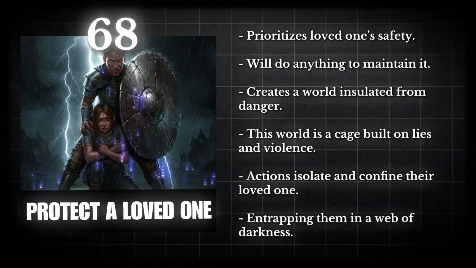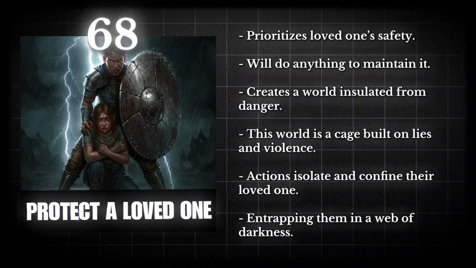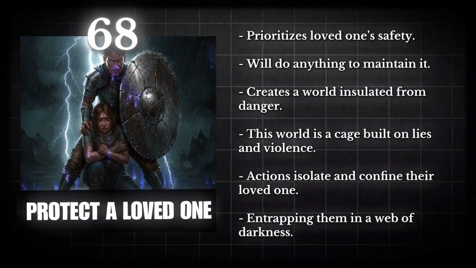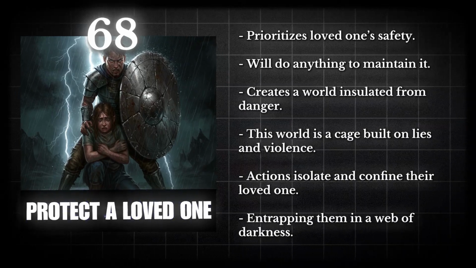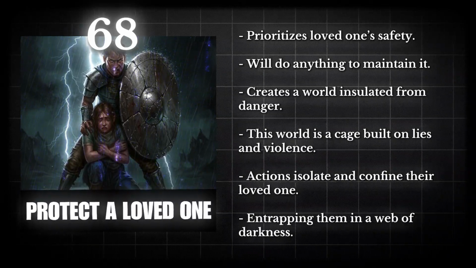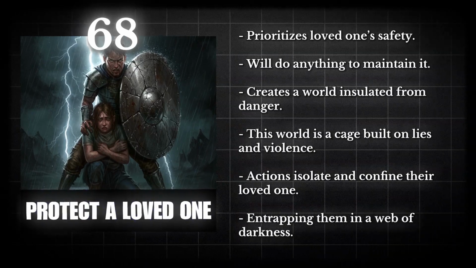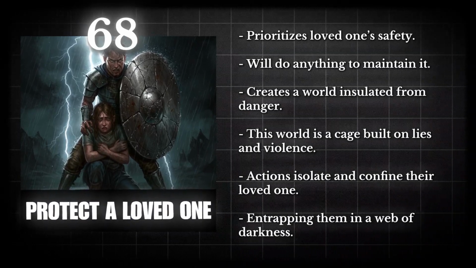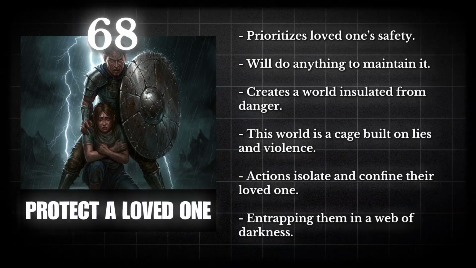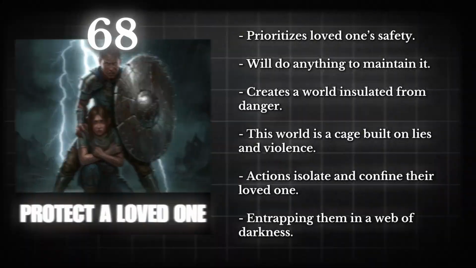68. Protect a loved one. The safety of their loved one is the ultimate priority, and the villain will do whatever it takes to maintain it. They create a world where their loved one is insulated from danger, but this world is a cage, built on lies and violence. Their actions, meant to protect, isolate and confine the very person they are trying to keep safe. The more they try to shield their loved one, the more they entrap them in a web of darkness.